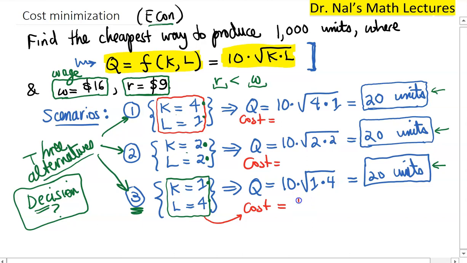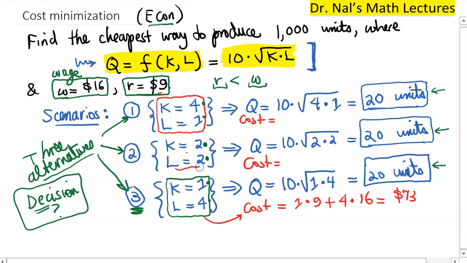Each unit of machine will cost me $9. Plus the 4 units of labor, each hour is $16. So the cost of this one would be 64 plus 9, $73. Let me just go ahead and put a $ sign in front of it. And I claim this is the most expensive one. Let's compare it with the other 2.